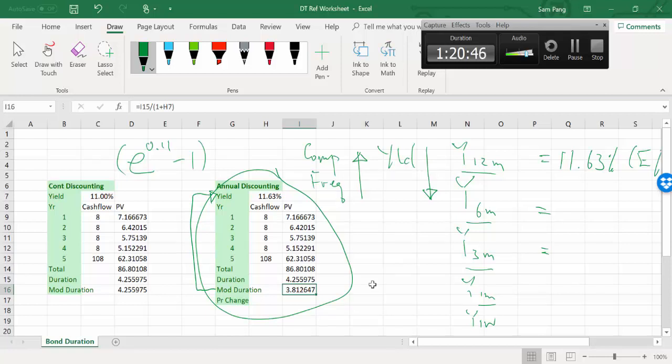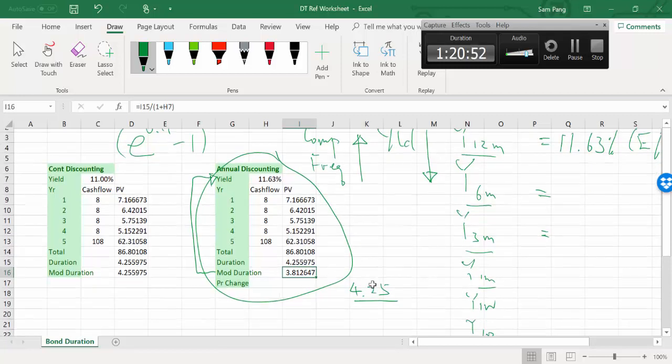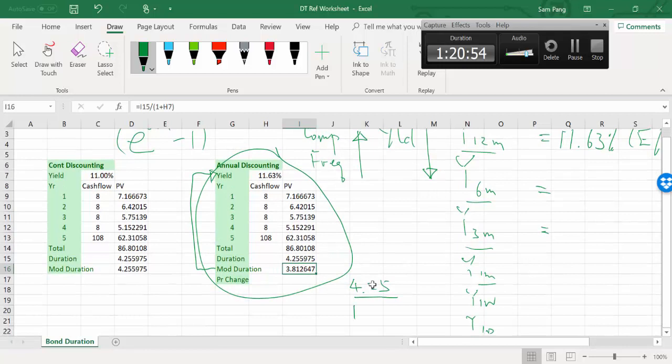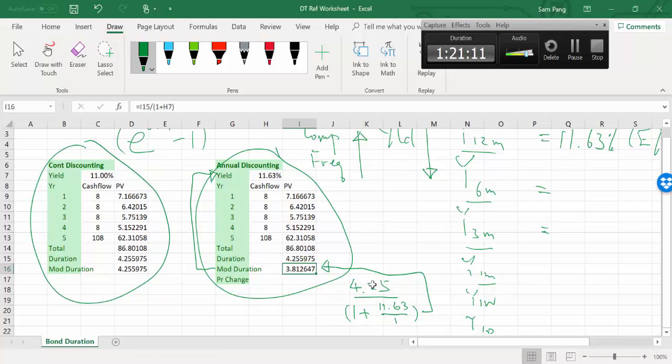Where does that come from? So it's 4.25 divided by 1 plus y, which is 1.1163, not 11, okay? And then you get this value here. Now, if you look over here on the left-hand side, you can see that duration and modified duration, the numbers are the same.